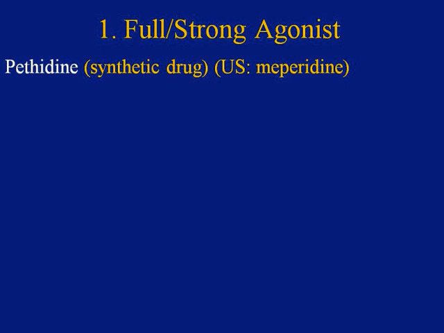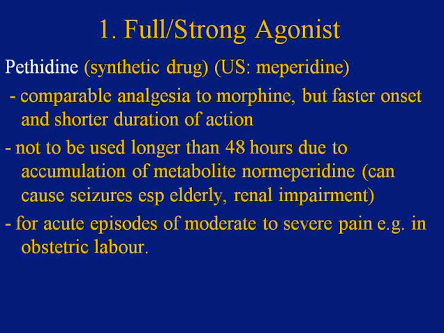And then the next one would be pethidine. Again, this is a synthetic drug, and in the US it's called meperidine. In terms of efficacy, it is comparable to morphine, but the difference is that the onset is faster and the duration of action is shorter. So here's a drug that can work very fast, and it stops its action fast as well.